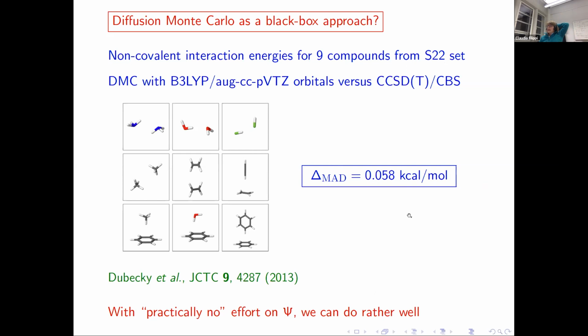And so you have a very small error with what I would say is practically no effort on the wave function. So it's really a black box approach. You can really do quite well.